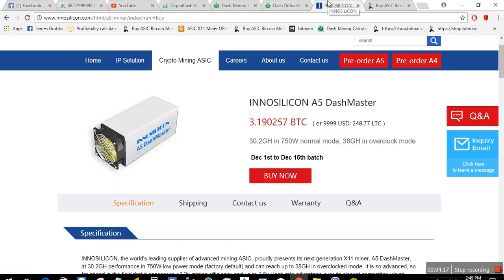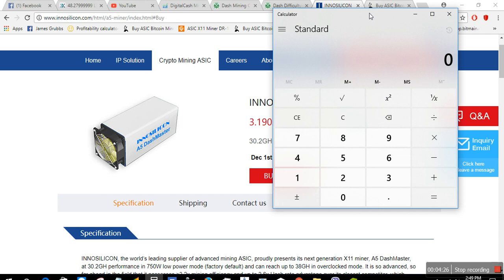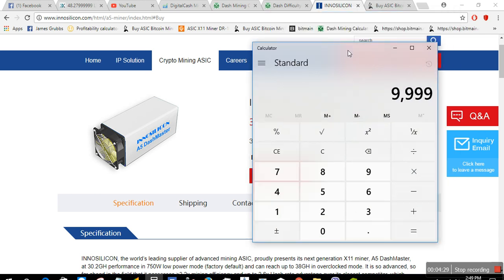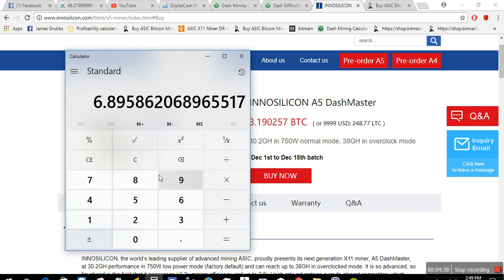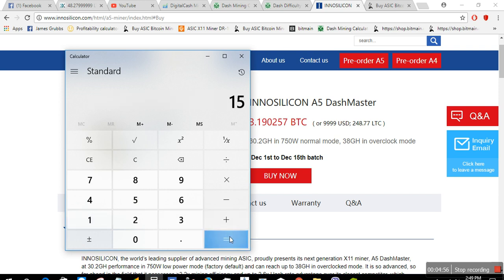If we compare the price, let me find my calculator. If we go to 9,999 divided by 1,450, we get like 6.89. So one A5 Dash Master is equivalent to 6.89 Bitmain D3. So if we multiply by 15, that's the speed of the D3.